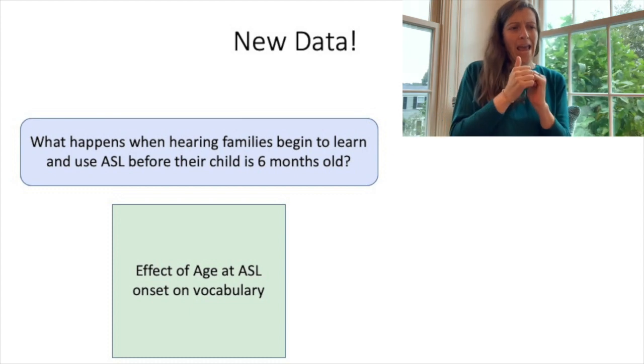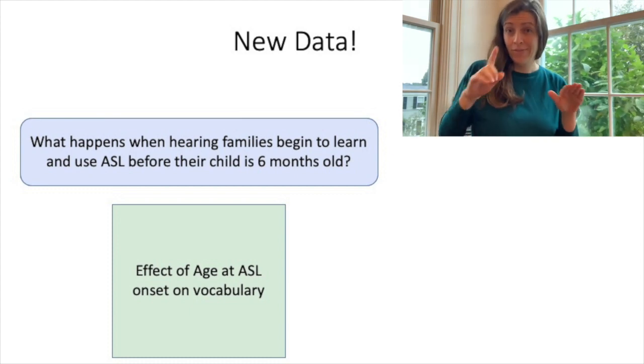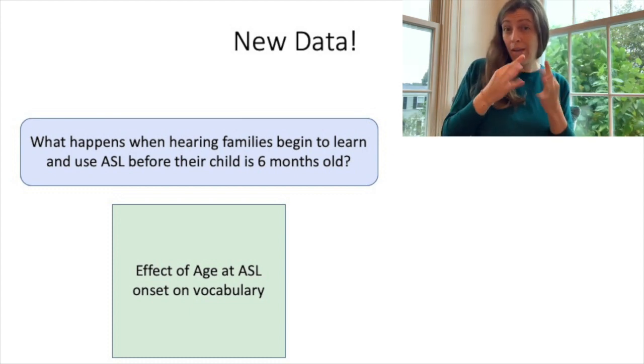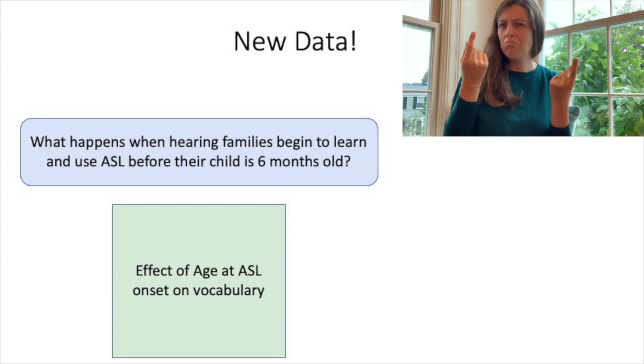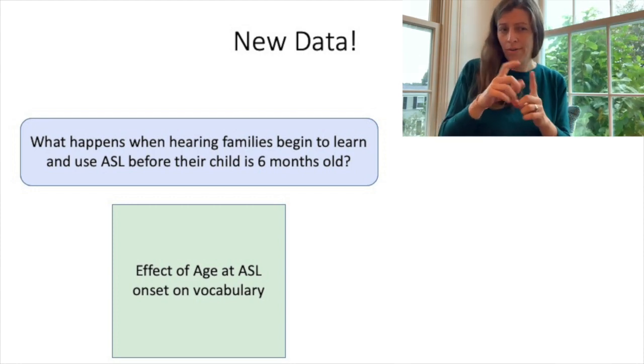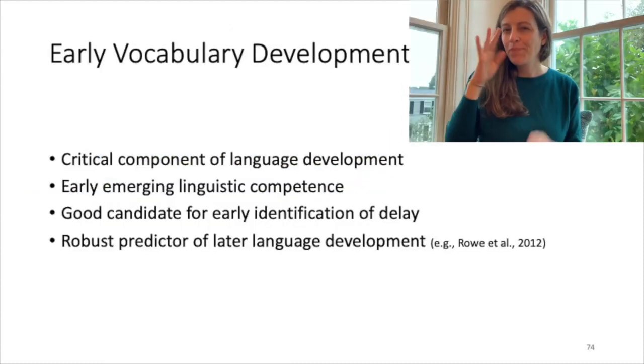The second new result addresses the question, what happens when hearing families begin to use ASL with their child before the child is 6 months old? How does that affect their vocabulary?